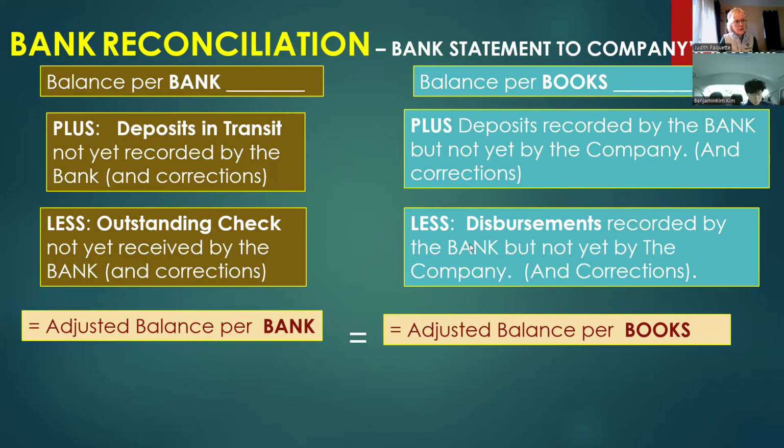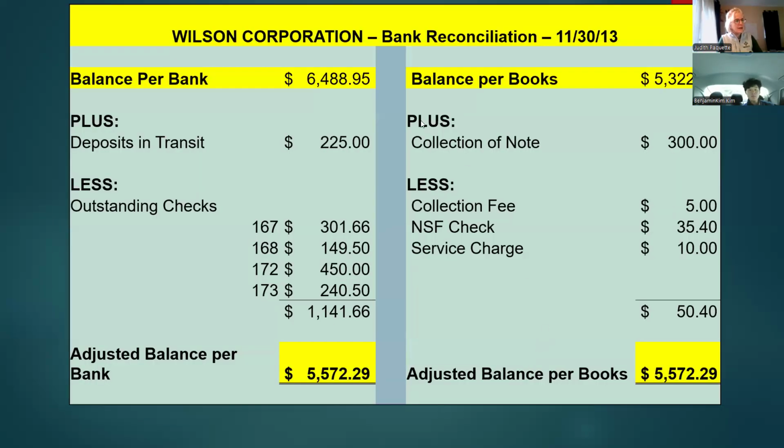Then you add them. Under the check side, are there any other disbursements? Not our checks, but those CM, DMs, and different things. And of course, any errors. And then you calculate. Okay. So here you see under the book side, they looked at the bank statement and they saw that the bank had collected a note directly. It didn't go through the company. So they're going to add that. And then here they have things like a collection fee, a return check, and a service charge. And they subtract all of those and get the adjusted balance. Okay.